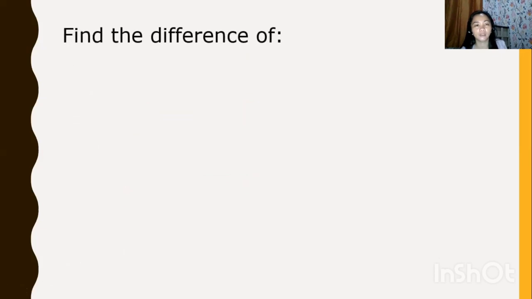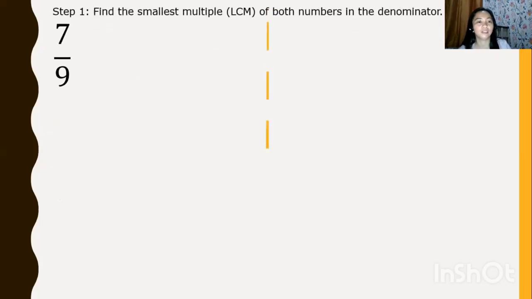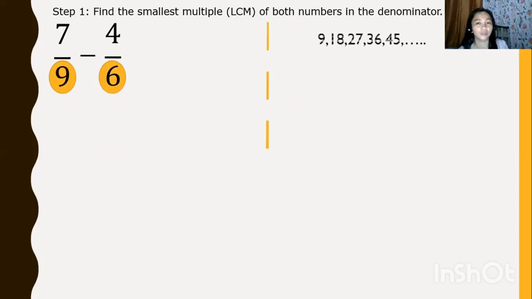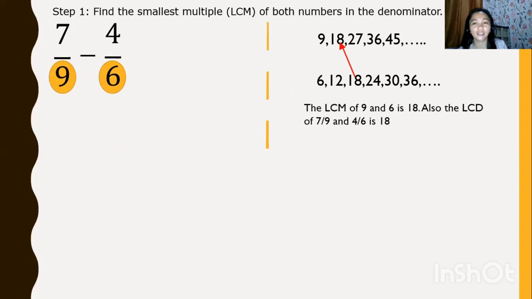Next example. Find the difference of 7/9 minus 4/6. Again, remember the given. We have 7/9 minus 4/6. The first step is to get the multiples. We have the multiples of 9 and the multiples of 6. What is common between them? 18. Therefore, the LCM of 9 and 6 is 18. Also, the LCD of 7/9 and 4/6 is 18.